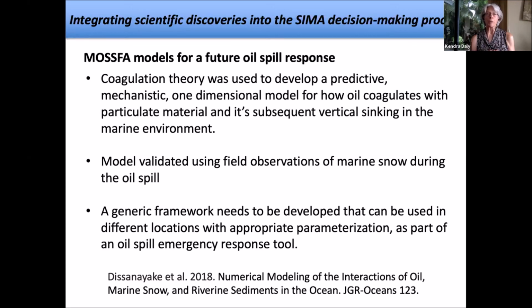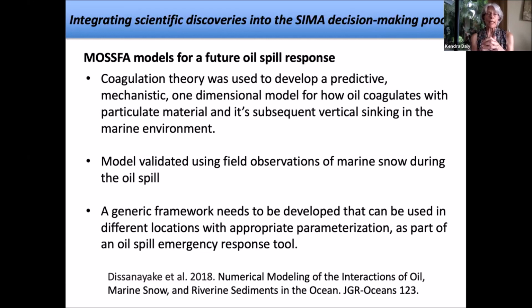And our project was led by Adrian Burd at the University of Georgia. And he used a coagulation model, which he had used for marine snow for many years. This is a well-known model. Coagulation is just the process of two aggregates or particles hitting each other due to turbulence and becoming a larger aggregate and eventually getting large enough that they are denser than seawater and sinking.